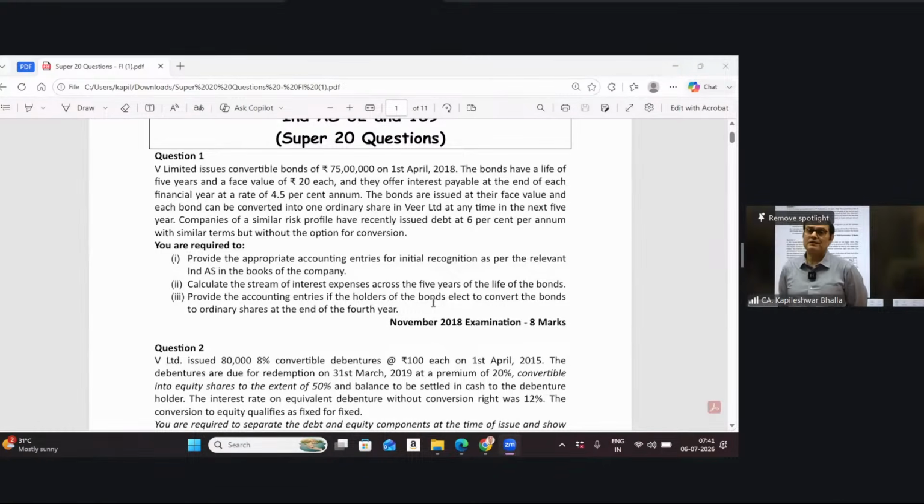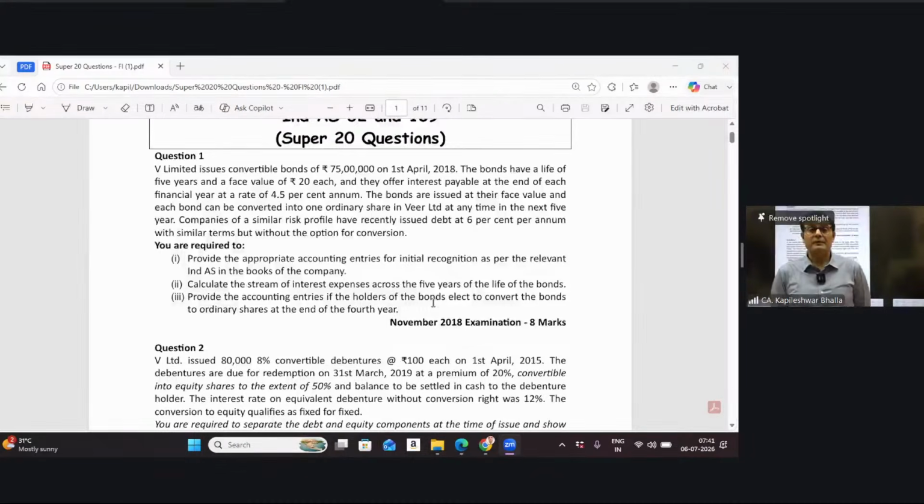So he's basically asking for a split accounting. Then he says calculate the stream of interest expenses across the period of 5 years, the life of the bond. And then it says provide the accounting entries if the holder of the bond elects to convert the bonds to ordinary shares at the end of the fourth year. Mind the words. The life of the bond is 5 years, but the third requirement is telling you that if the holder elects to convert the bonds at the end of the fourth year, then what is going to be the position?